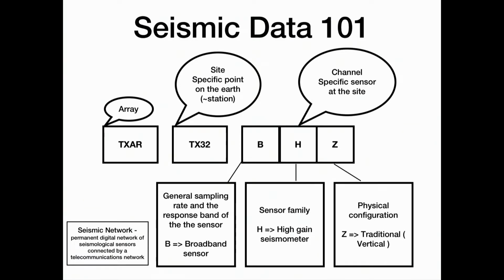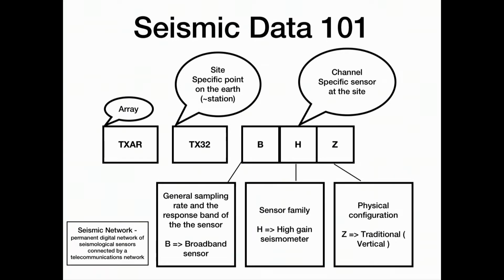Within that, you would have a number 1 to n of channels associated with that station. In this case, we're looking at BHZ, and that BHZ actually has a naming convention as well. We're looking at a broadband sensor that's a high gain seismometer, and the configuration is a Z configuration, or vertical.